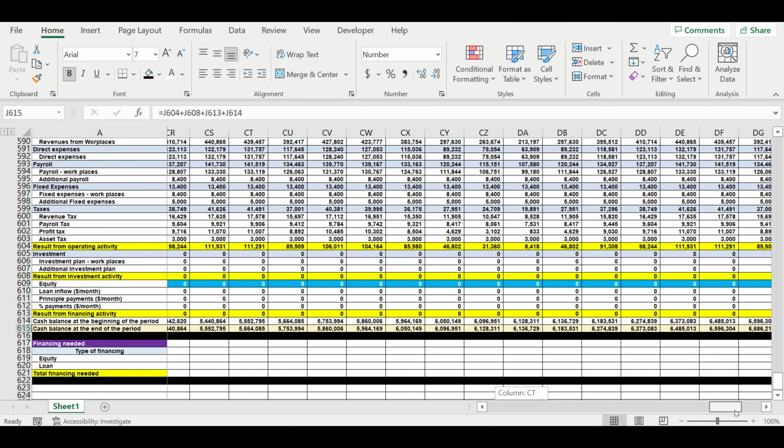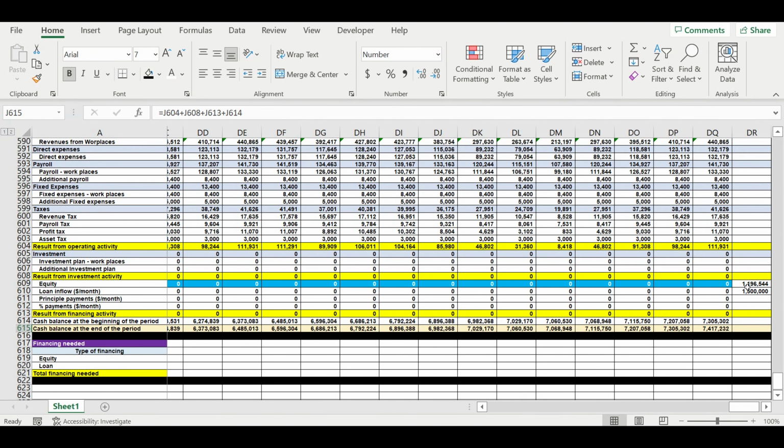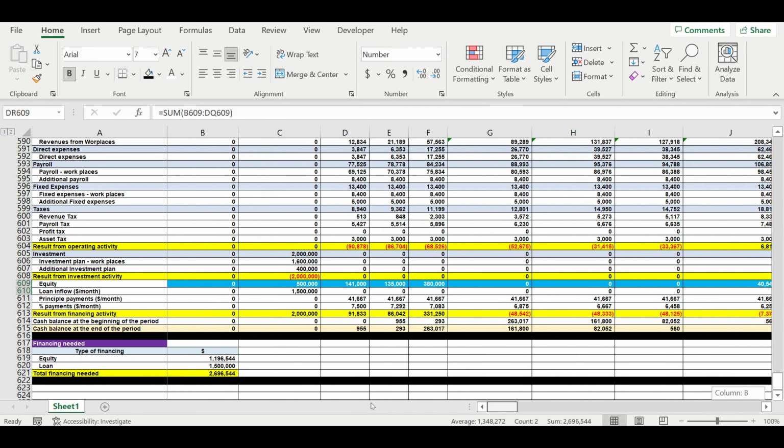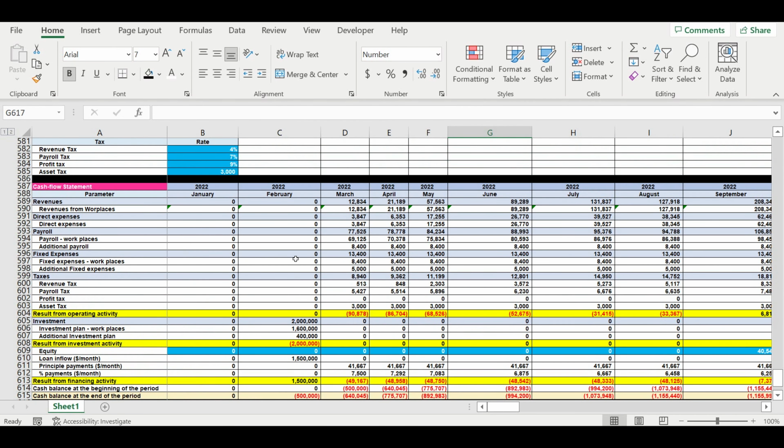So now here we see the totals. They are traveling to our table, and now we know that if we take a 1.5 million loan, we will need this amount of money from our pocket, and the total financing to start our nail salon will be this amount of money. But this is the manual way of calculating the amount of money needed for your business idea. So we can try also to automate this story.